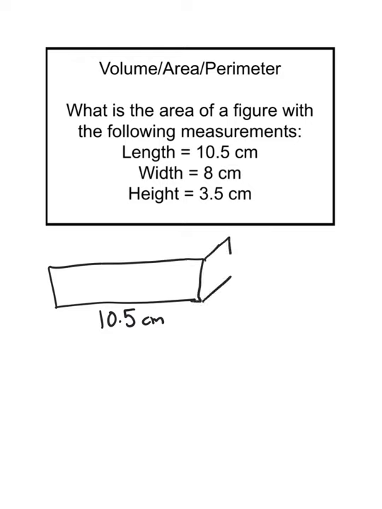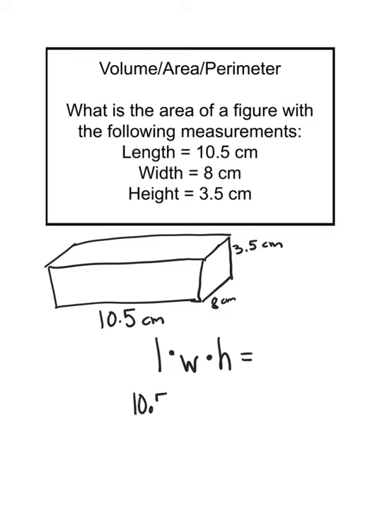Width, 8 centimeters. And height, 3.5 centimeters. Okay. Now the formula for volume is to multiply length times width times height. So I'm going to multiply 10.5 times 8 times 3.5.